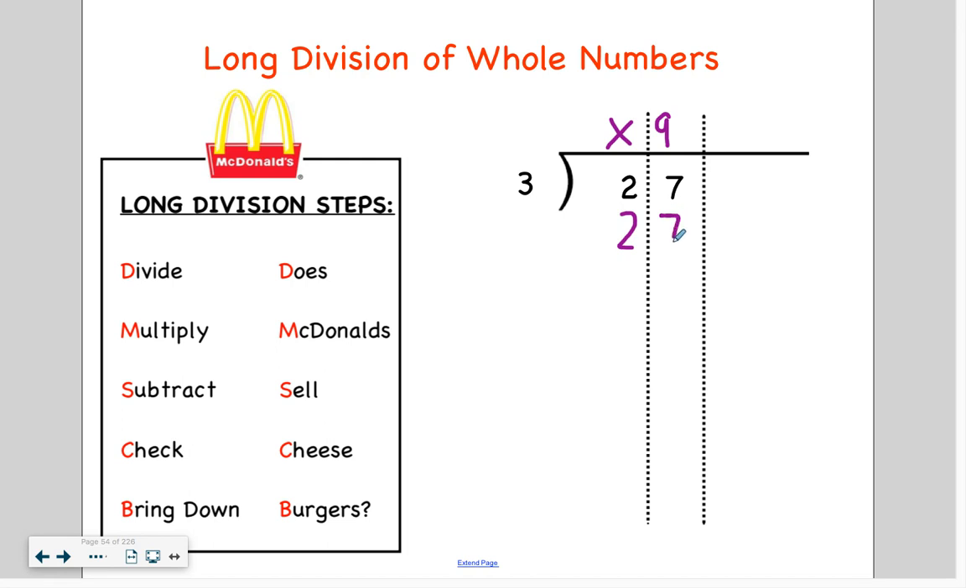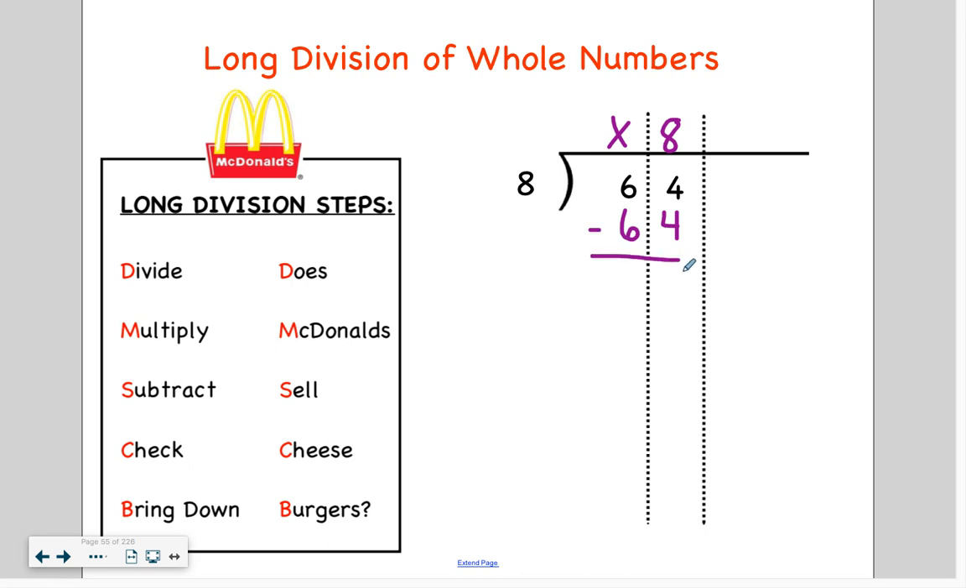Keep it lined up. And subtract. There's nothing left to bring down, so our answer is 9. And we know that 9 times 3 is 27, so 27 divided by 3 is 9. We'll try one more like that. Again, we can't have 8 evenly go into 6. That means if we have 6 fingers, can we make a group of 8? No. But 8 can evenly go into 64. I know that 8 goes into 64 8 times, and 8 times 8 is 64.